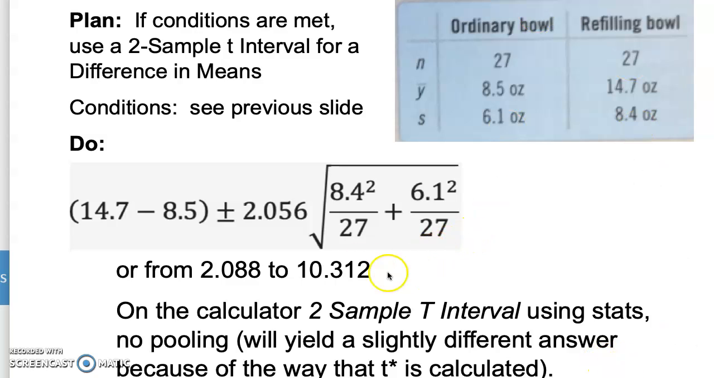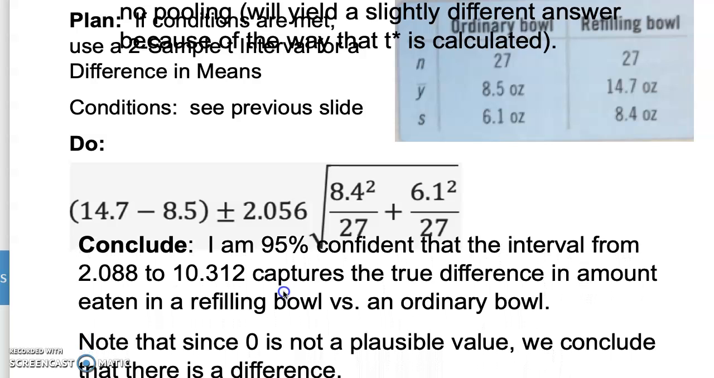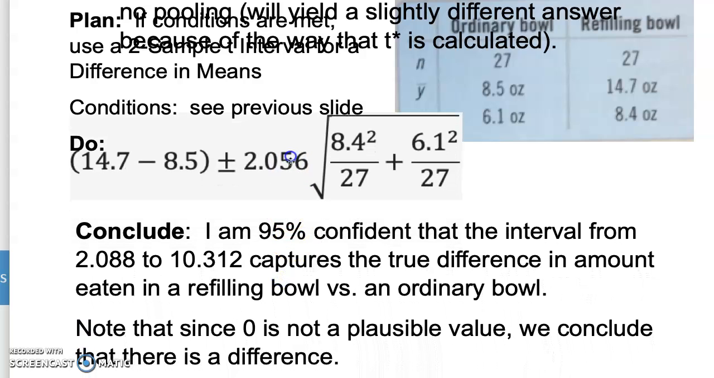All right, so the conclusion. I'm going to run out of space here. Let me see if I can move this stuff out of the way and move my conclusion up so you can see it. Okay, so here's my conclusion. I'm 95% confident that the interval from 2.088 to 10.312 captures the true difference in amount eaten in a refilling bowl versus an ordinary bowl. And this would be by people who are similar to our subjects in our test. Note that since 0 is not a plausible value, we can conclude that there is in fact a difference.